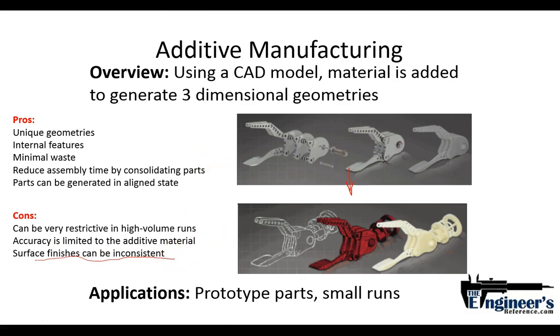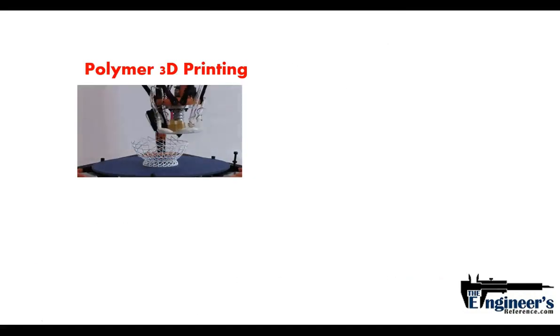Let's look at some specific additive manufacturing processes. One, the most obvious, the one that everybody thinks of first, is 3D printing. So you've got a polymer that you're building from the ground up and generating a component.